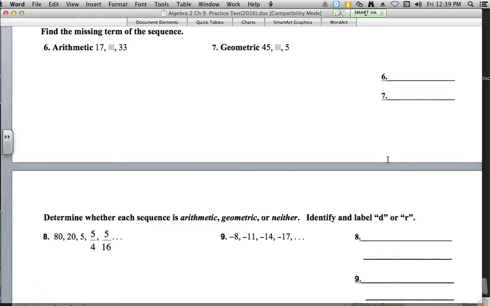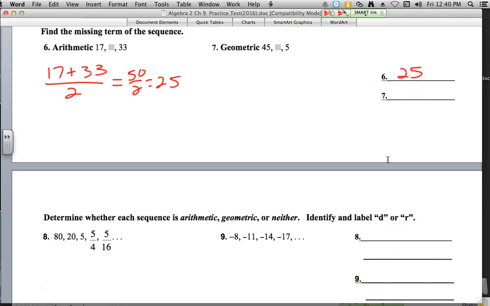Pause the video. 6 and 7 deal with finding the means. And when it's an arithmetic mean, what we do is add the two terms together, and then we divide by 2. And I'm starting to think about my dividing by 2 already there, because we're missing the middle one. So 17 plus 33 is 50, and 50 divided by 2 would give you 25. And of course, you can double check that.